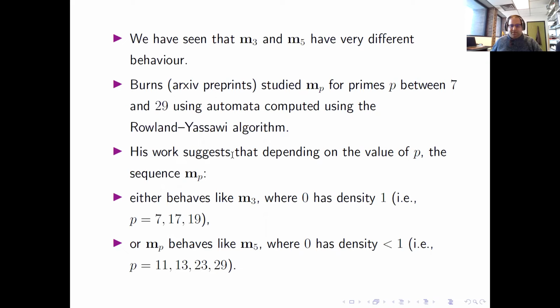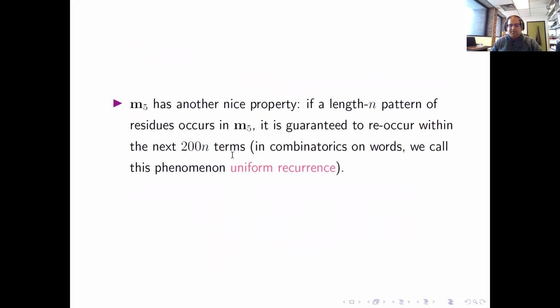So let's look at the mod 5 sequence a little bit more. We can prove some stronger things about the mod 5 sequence than what I've shown you so far. Here's another nice property that the Motzkin numbers mod 5 have. Using Walnut, I can prove that any length n pattern of residues that occurs is guaranteed to reappear within the next 200n terms.